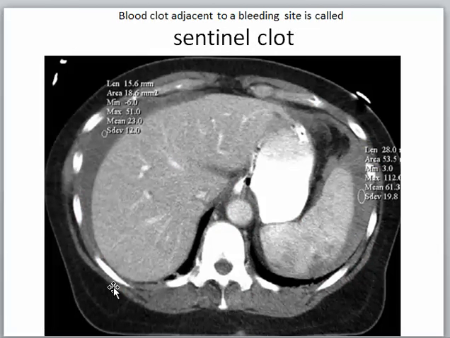Now this one is what we call the sentinel clot. Sentinel clot is the main blood source of the hematoma. Here we have irregularity of the spleen and low density areas inside, and in discontinuous outline. That means that there is tear of the spleen.